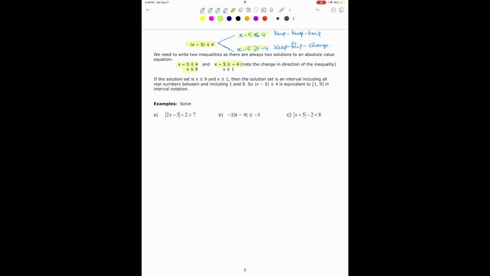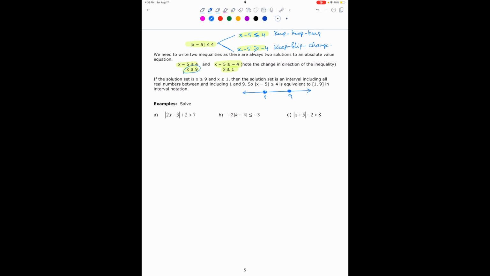You're going to solve them, and you're going to end up with the inequalities x is less than 9 and x is greater than or equal to 1. You're going to represent them on the number line if you would like to find the answer in interval notation. 1 is less than 9, and both of the numbers are included.